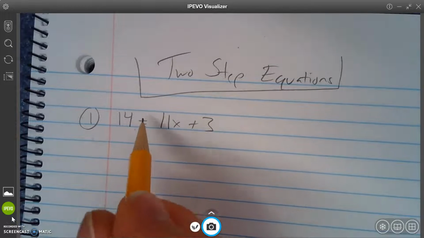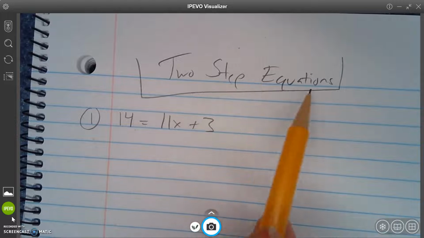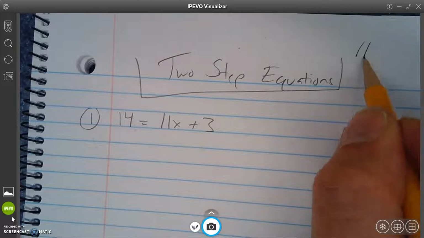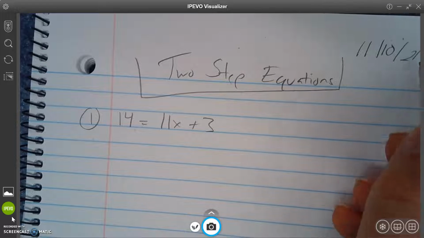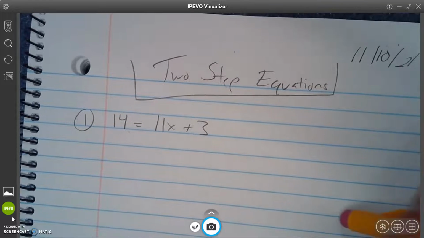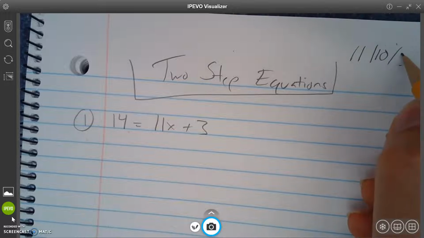Okay, first thing we got to do is write two-step equations and then write the date. 11, 10, 21. Everything I write, you write.